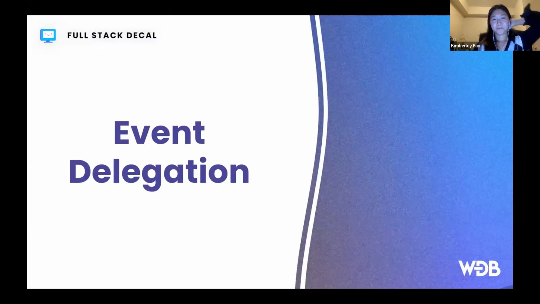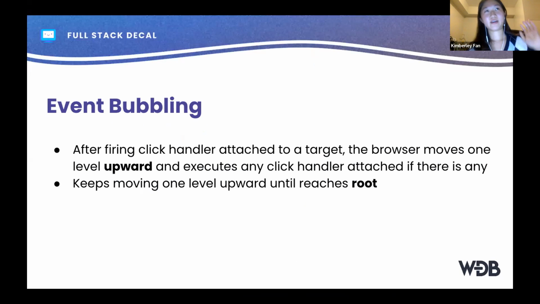So event delegation. Event delegation is more of a conceptual thing, and sometimes you do see that it is pretty useful to know. But event bubbling is a key idea of JavaScript. Basically, the idea is that the event fires from the inner node, that's the most specific, and then it goes all the way out to the very top of the DOM. So let's see what this says. After firing a click handler attached to a target, the browser moves one level upward and executes any click handler attached, if there is any. And it keeps moving one level upward until it reaches the root.